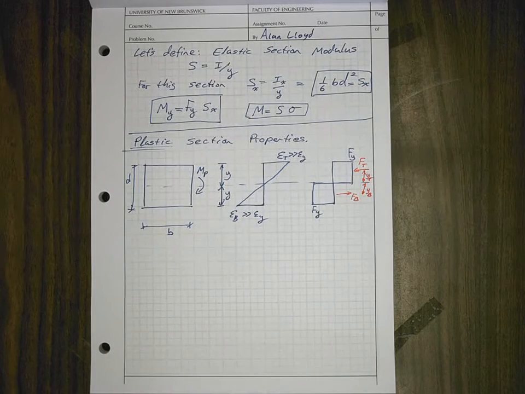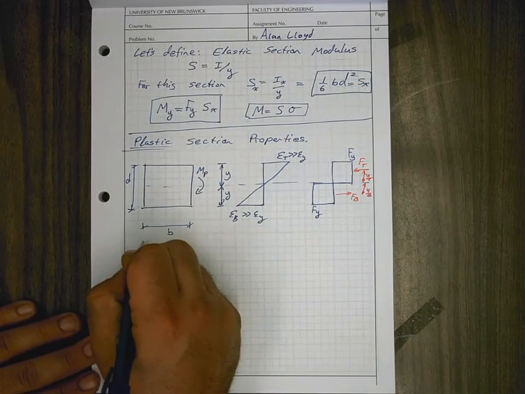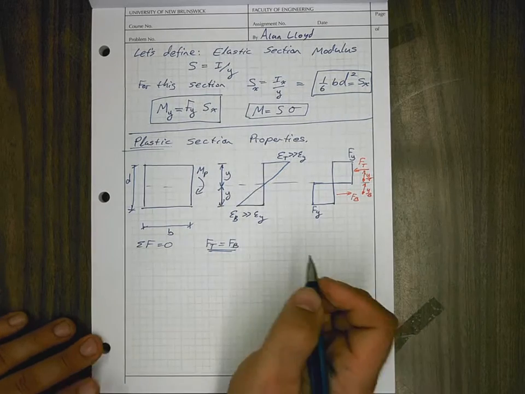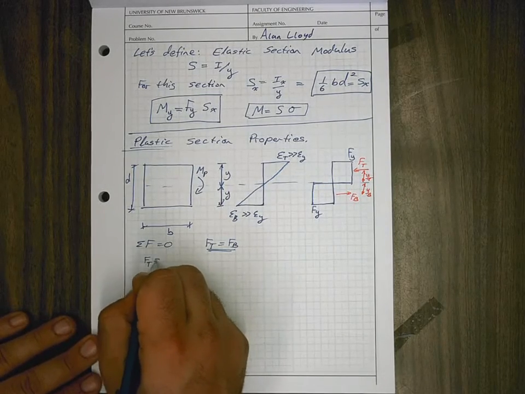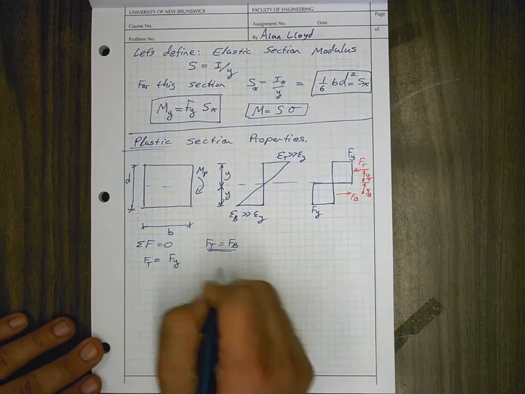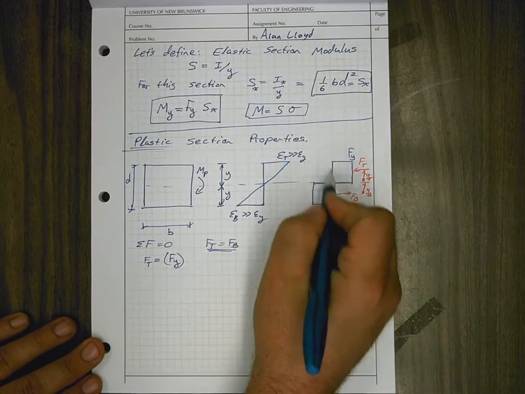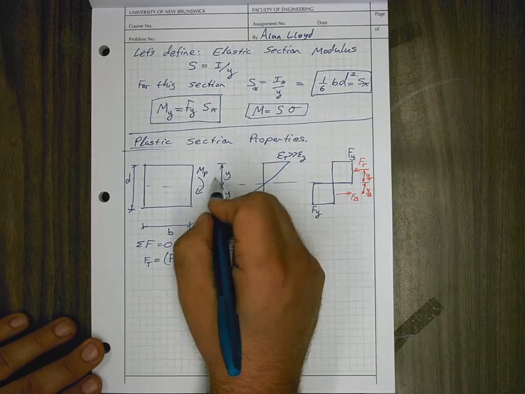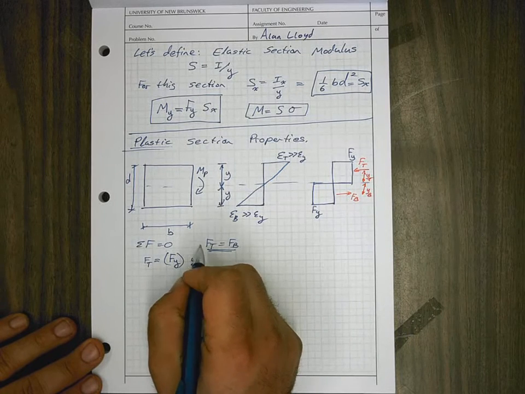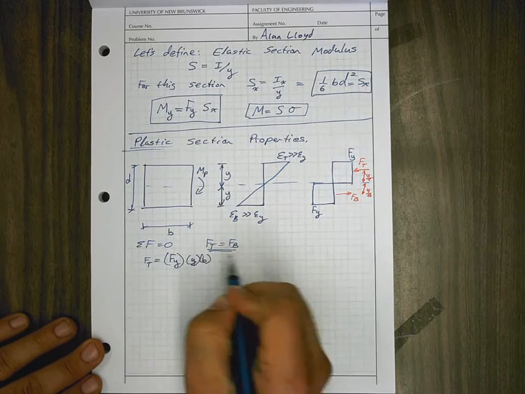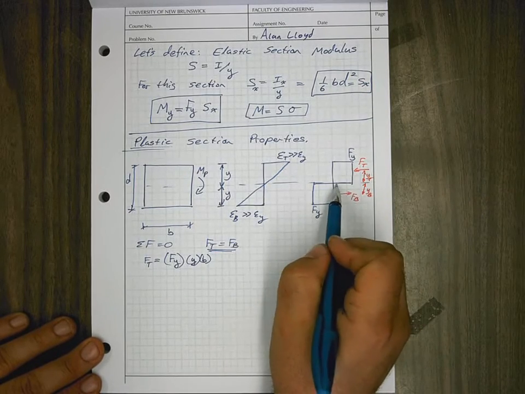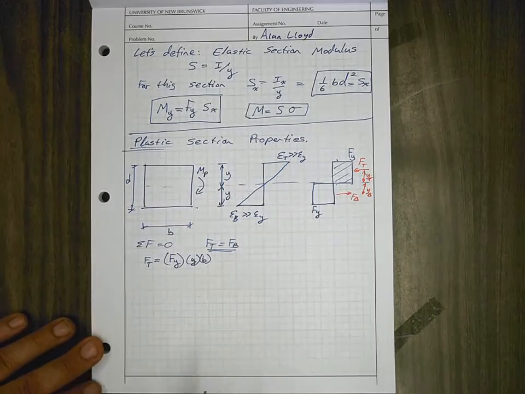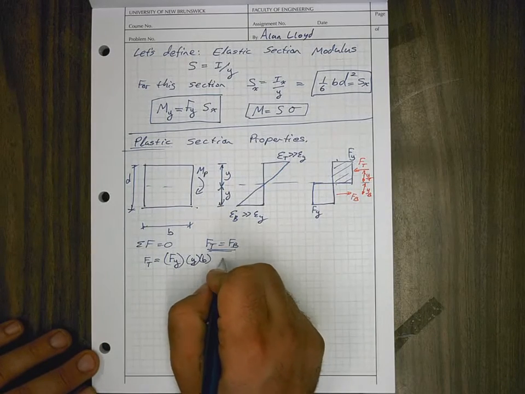But we can solve for this fairly simply. We can say that the sum of forces has to equal 0, and this means that F top has to equal F bottom. And if we want to calculate one of these, we could say F top is equal to the stress Fy multiplied by the area of this rectangle, y, multiplied by the width. So stress Fy times the height gives us the area of this shape, multiplied by the width gives us the total force across that width. And then we can also say that's equal to F bottom.